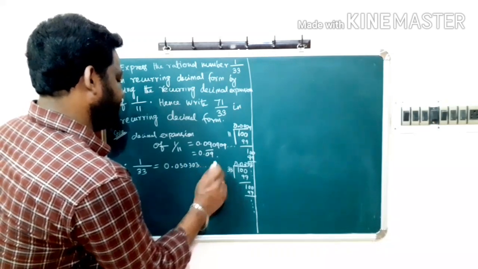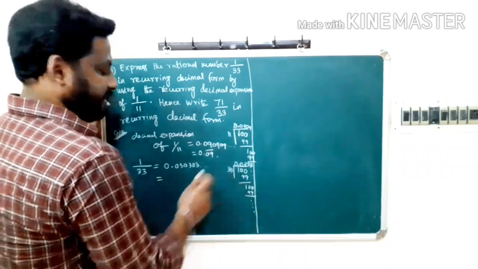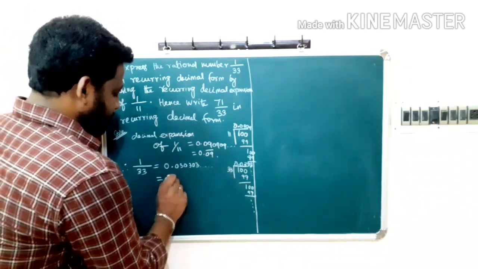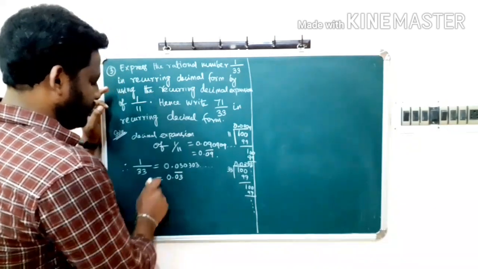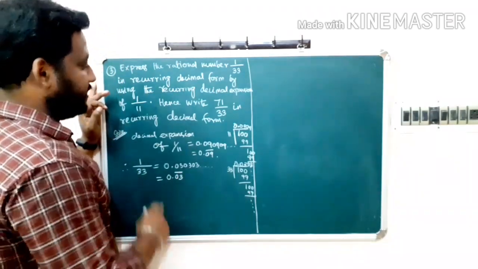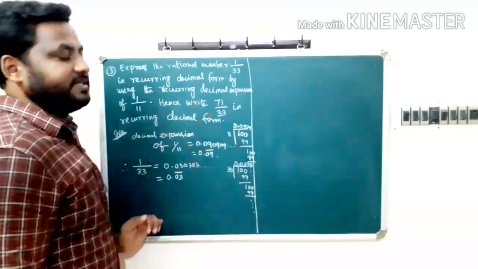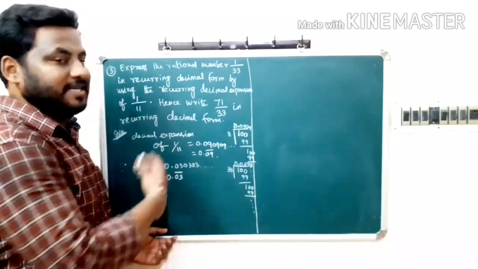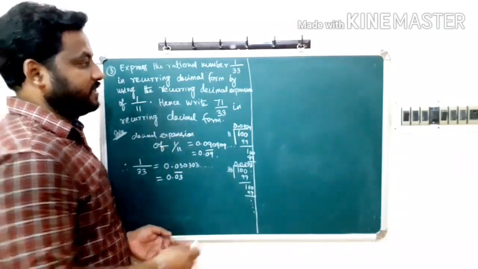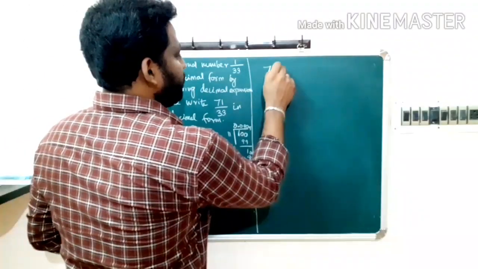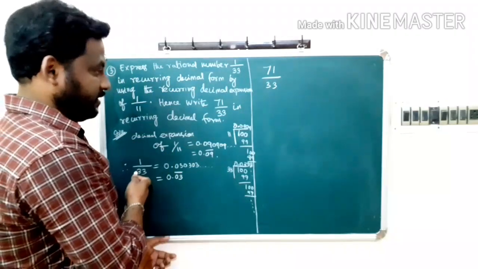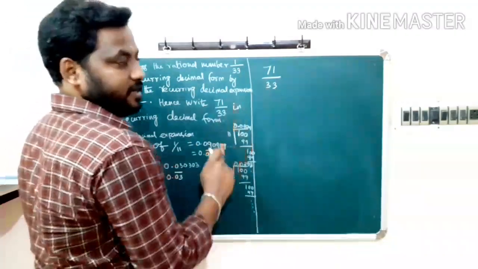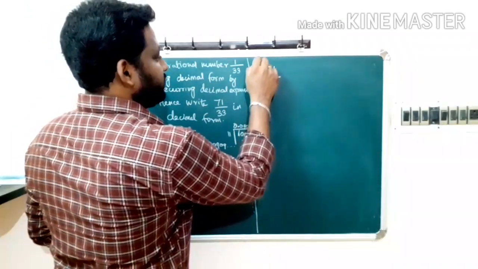Like that, going up to infinity. So you can write it as 0.03 bar. This is the value of 1 by 33. Here we have to write 71 by 33 in recurring decimal form. So 71 by 33, with the same denominator here.